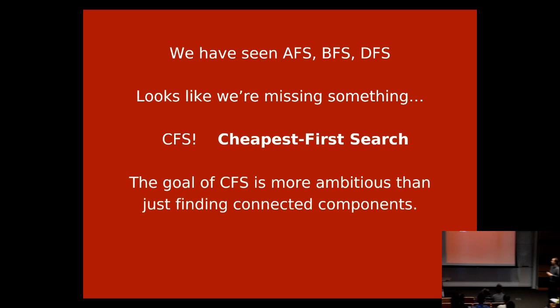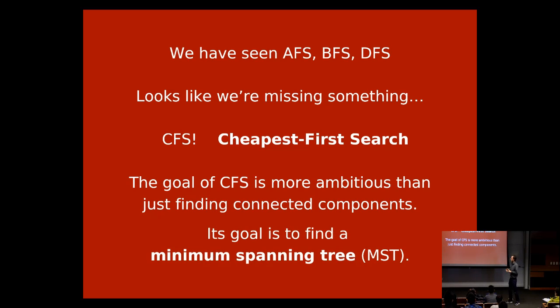OK, so we saw AFS, we saw BFS, we saw DFS. Obviously, there's one thing missing, which is CFS. So what should that stand for? It's going to stand for cheapest first search. Cheapest first search is another instantiation of this arbitrary first search, but it has a bit of a different motivation. Its goal is not just to find connected components. It's to find a minimum spanning tree of the graph.